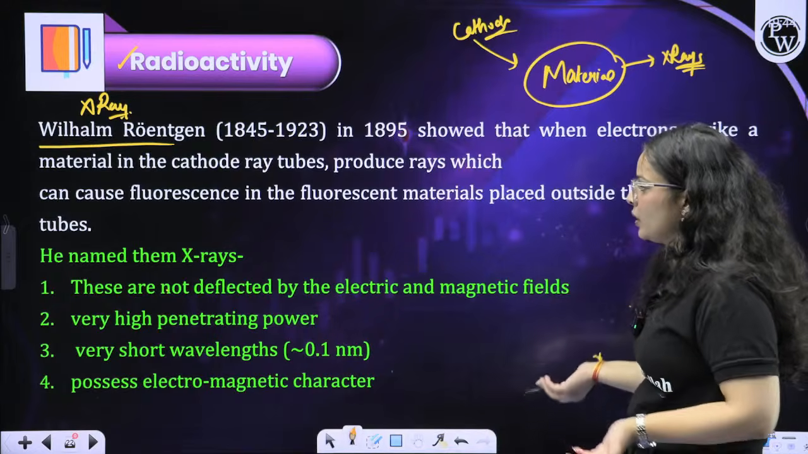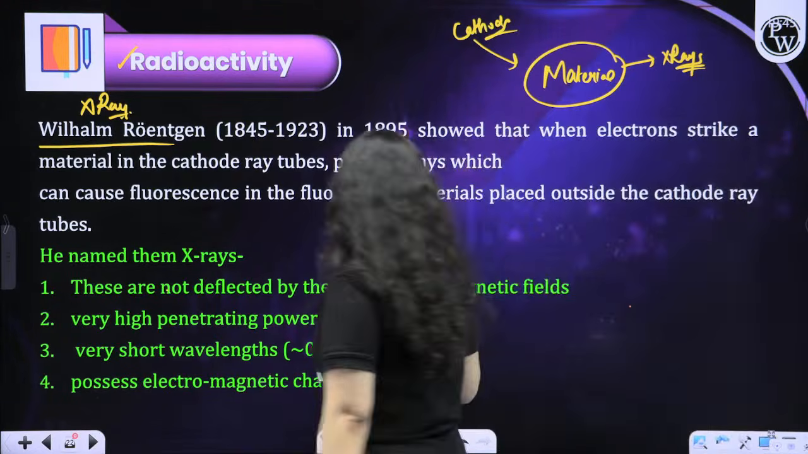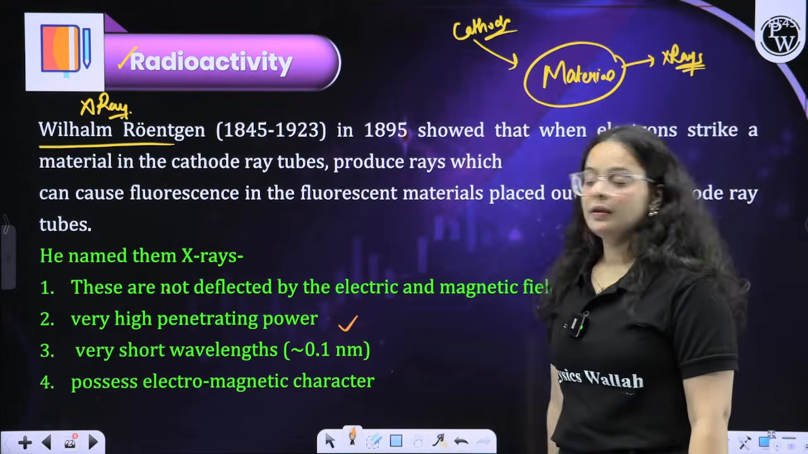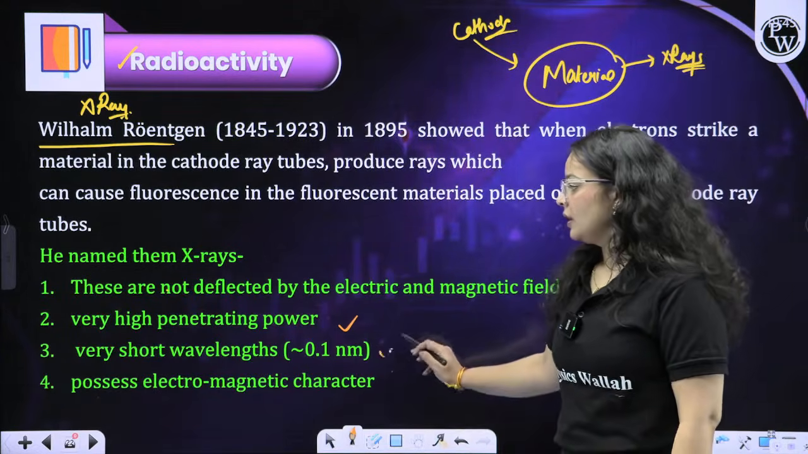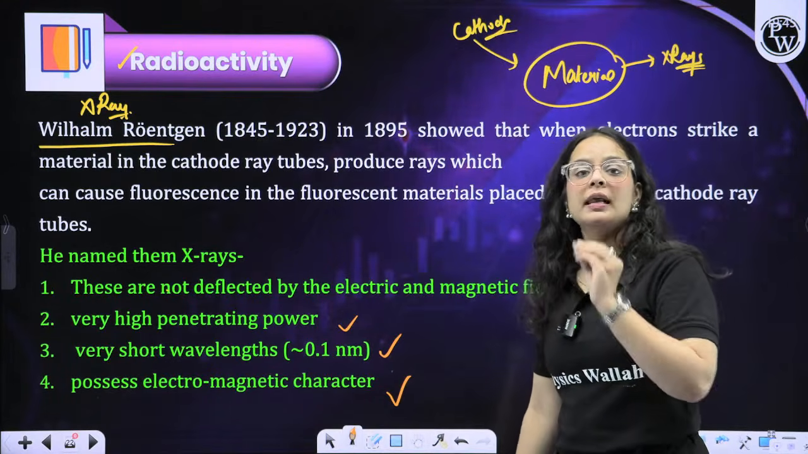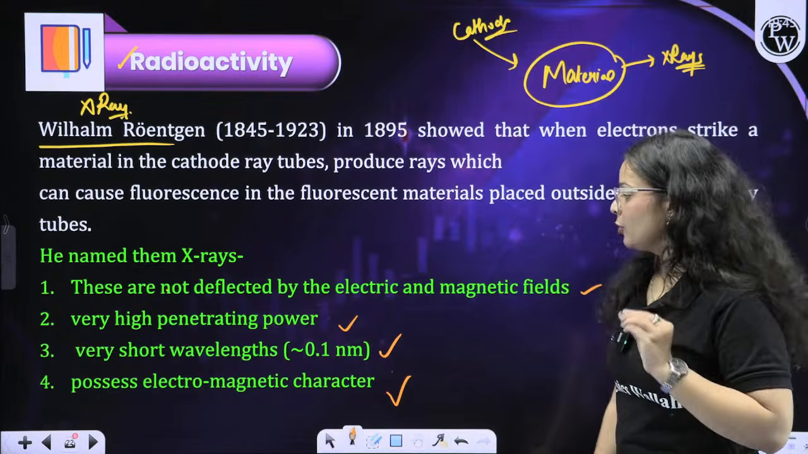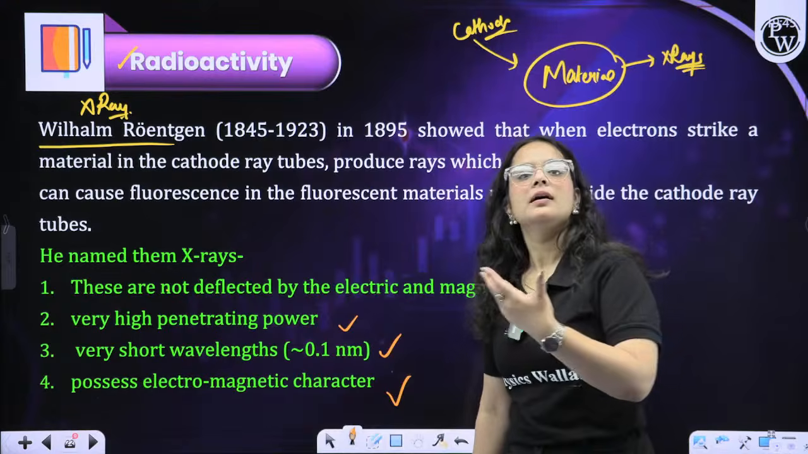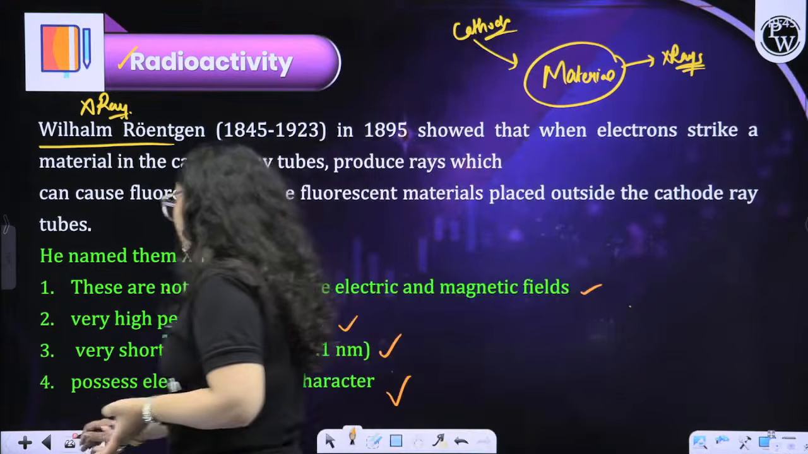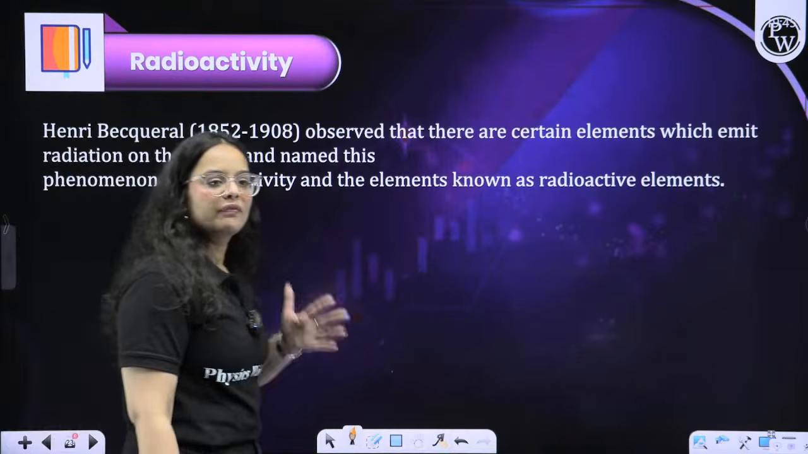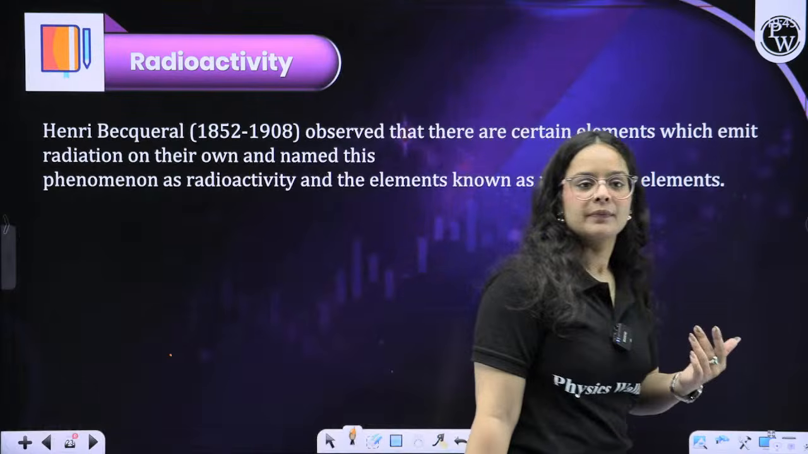And what are the properties of these rays? X-rays are not deflected by electric and magnetic fields. They show very high penetration power, having a very short wavelength. And they do have electromagnetic properties. What is electromagnetic, ma'am? We will discuss that in the upcoming portion, what the electromagnetic component and electromagnetic properties are.